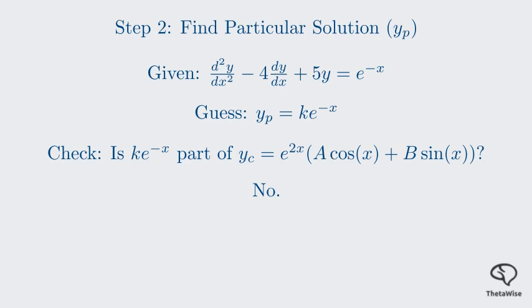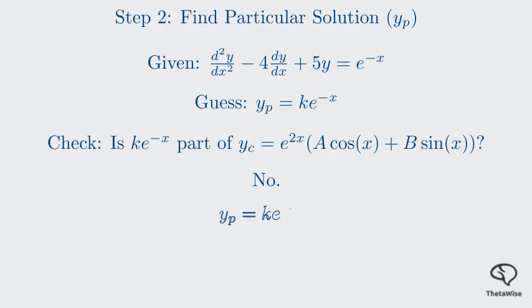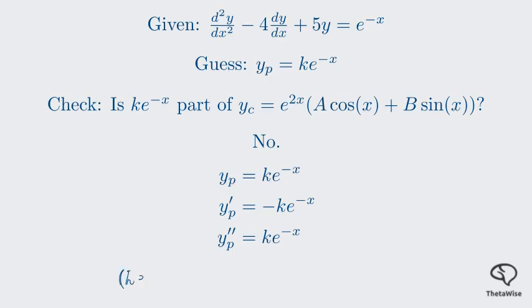First, we need the derivatives. The first derivative of y p is negative k e to the negative x. The second derivative is k e to the negative x. Now we substitute these into our full differential equation. This gives us k e to the negative x, minus 4 times negative k e to the negative x, plus 5 times k e to the negative x equals e to the negative x.